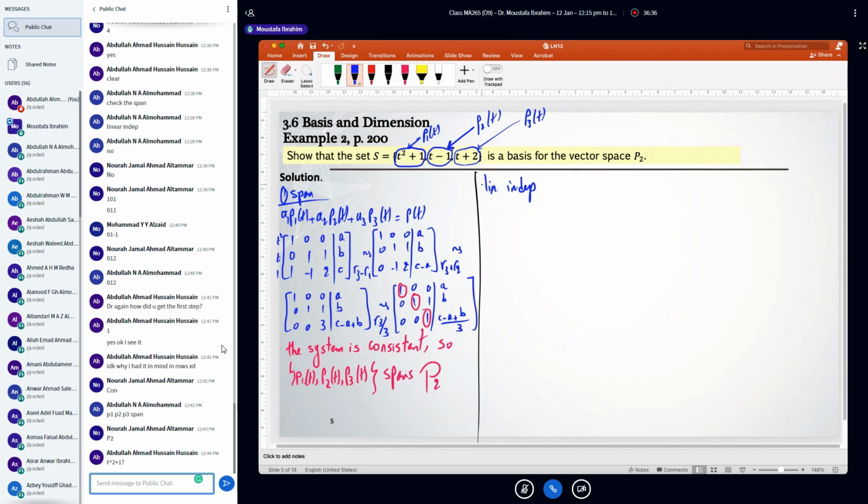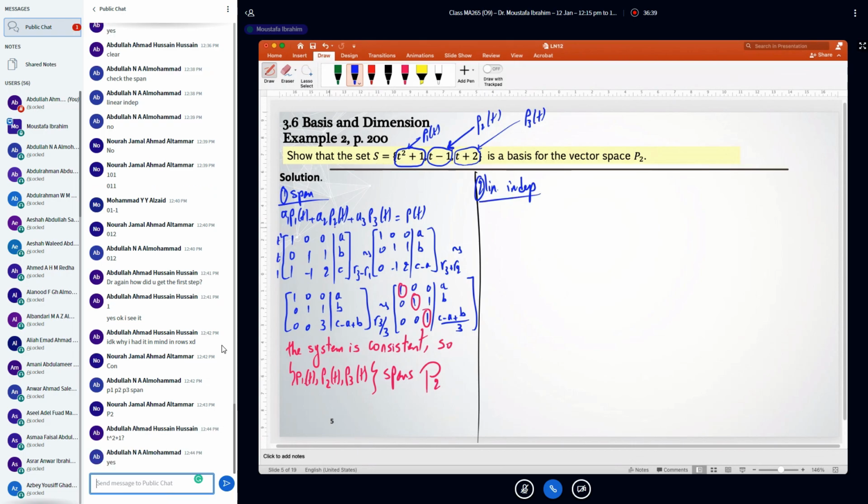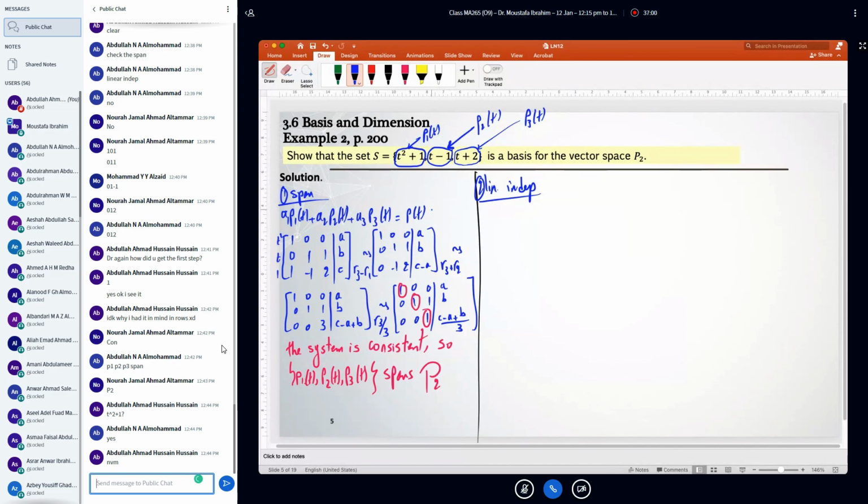Put zeros, right? So we will take exactly the same. What do you mean t squared plus 1, Abdullah? Okay. So for linear independence, we will do the same: A1 P1 of t plus A2 P2 of t plus A3 P3 of t equals 0.